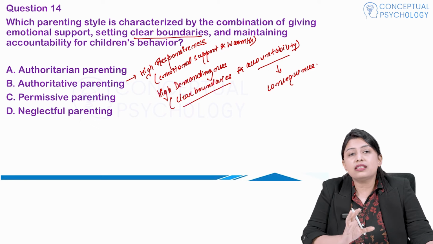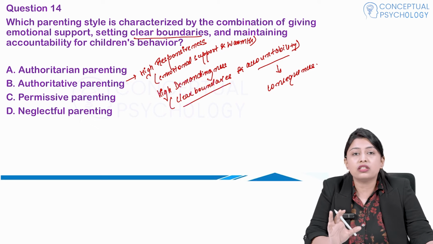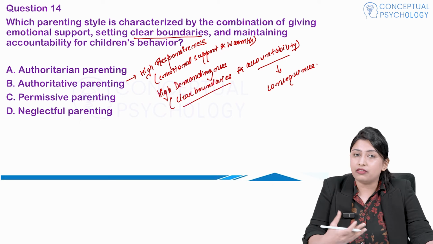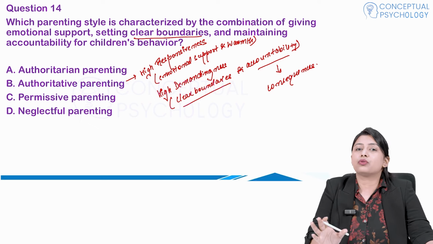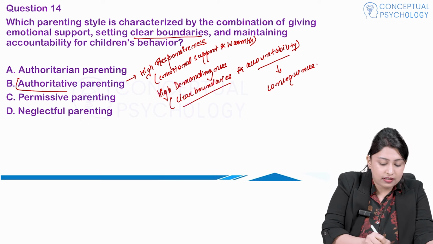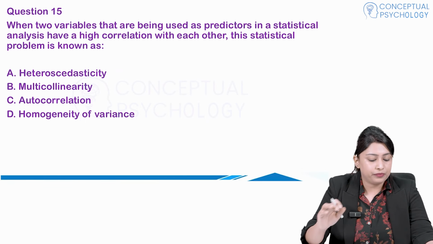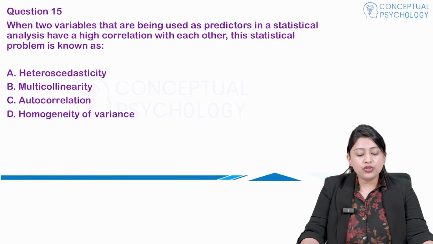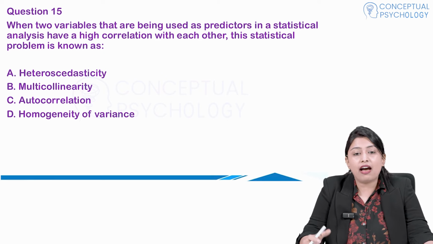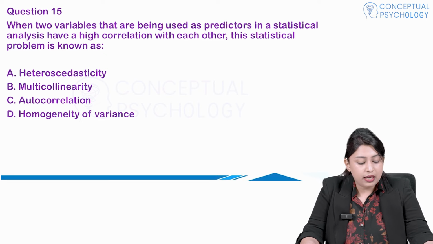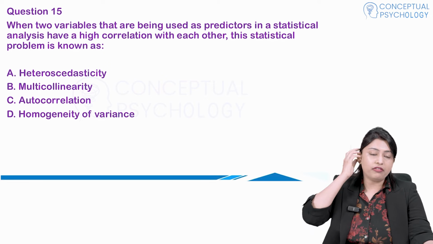Okay, so this parenting style is associated with the most positive outcomes in children, including higher self-esteem, better academic performance, lower rates of behavioral problems, and better social competence. So the correct answer is authoritative parenting. Moving on to the next question. When two variables that are being used as predictors in a statistical analysis have a high correlation with each other, this statistical problem is known as A, heteroscedasticity, B, multicollinearity, C, autocorrelation, and D, homogeneity of variance.